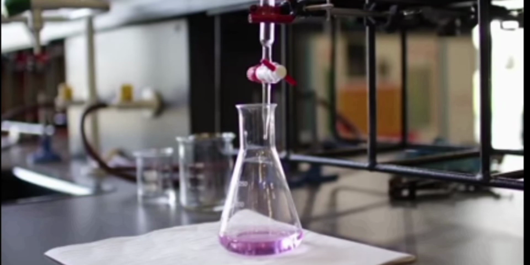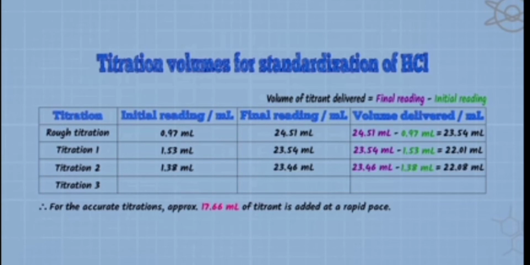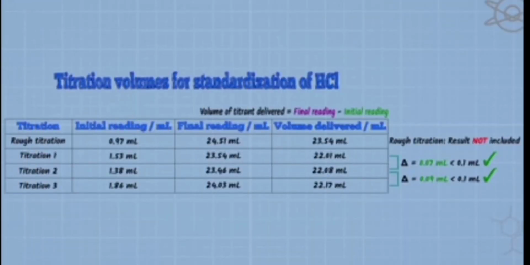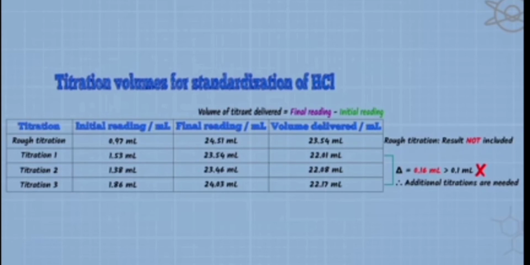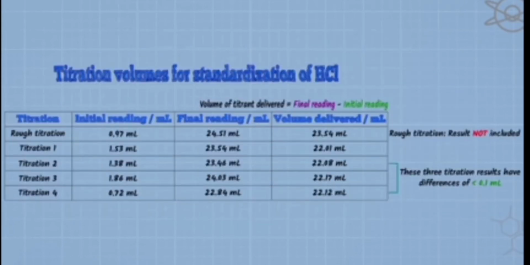Once the endpoint is reached, the final reading is taken and the total volume of titrant delivered is determined by subtracting the initial reading from the final reading. Titrations are generally done in triplicate, so you will need to perform 2 more titrations. To get precise results, the volumes of titrant delivered for the 3 non-rough titrations should differ by no more than 0.1 milliliter. If this is not the case, additional titrations will be performed to get precise results.